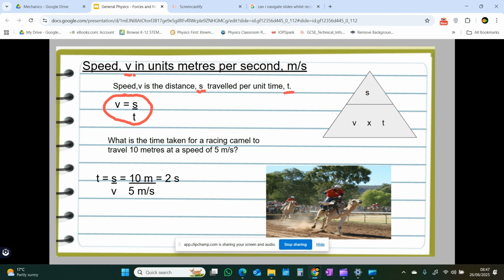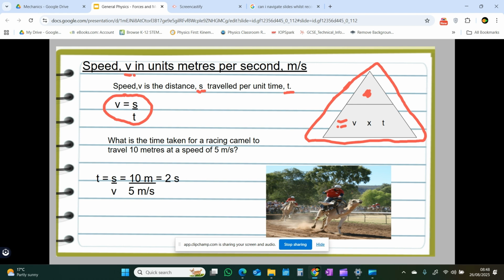Now, a useful tool is the formula triangle, where if you cover up any of the unknown terms, you're left with the rearranged equation. For example, if we wanted to know what the distance was, s, we could cover it up, and that would equal v times t, speed times time. Let's look at an example of using this equation.